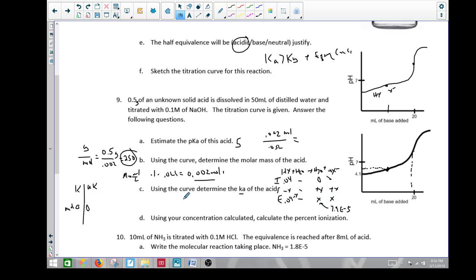So the Ka equals 7.9 e to the negative fifth squared, because I have two of them, over 0.04, using a shortcut rule, although I can just plug that x value in there and subtract them. Probably should do that, would be better. Square 7.9 e to the negative fifth, divide it by 0.04, and my Ka value is 1.56 e to the negative 7th.